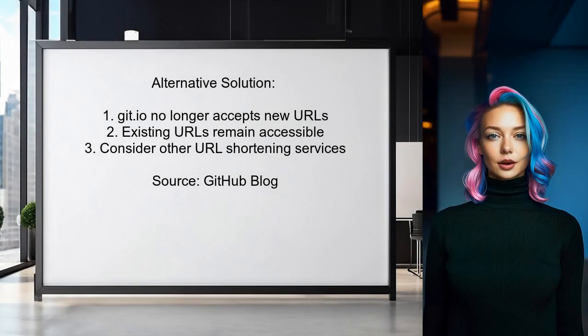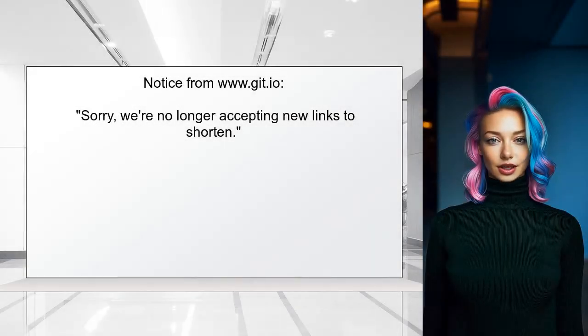As of January 2022, git.io no longer allows users to shorten URLs. The service is being phased out, and users are encouraged to explore other URL shortening options. The official message on the Git.io website states that they are no longer accepting new links to shorten.